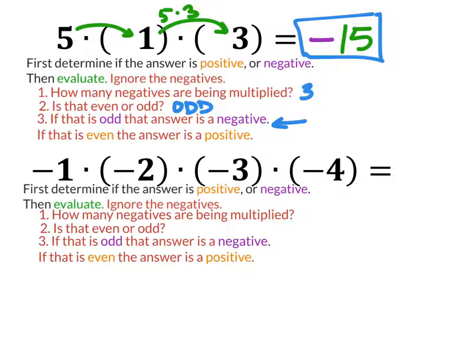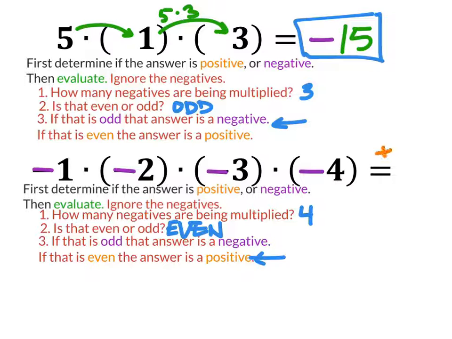So again, same exact process on this one, right? How many negatives are being multiplied? 1, 2, 3, 4. So there's 4 negatives being multiplied. Is that even or odd? Now we get an even answer on this one, right? There's 4 negatives. 4 is even. So that makes the answer a positive.